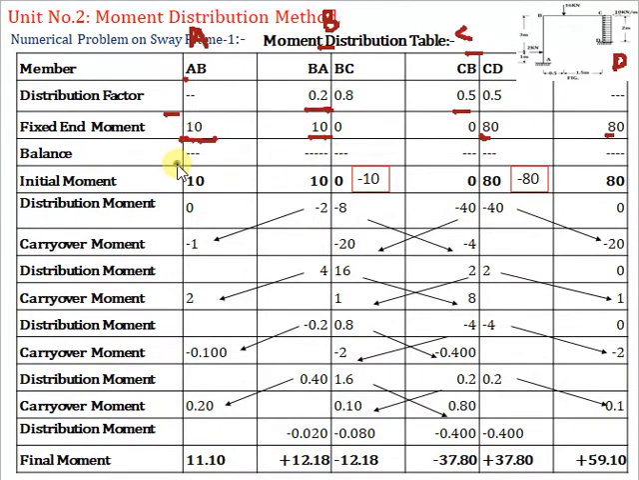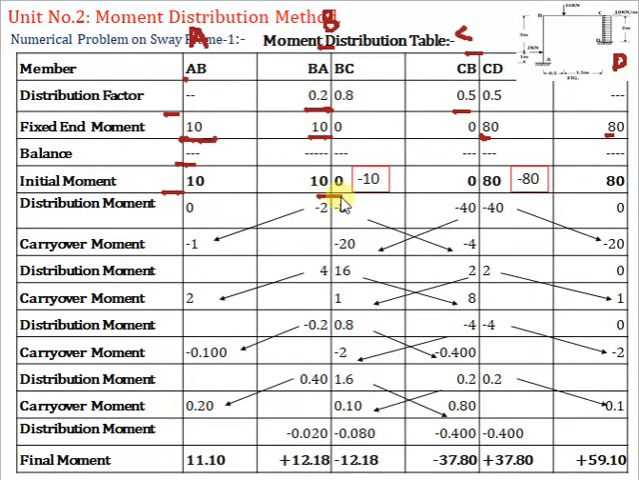Then balancing. Now there is a fixed end at both ends A and D. The column is fixed, so there is no need for balancing. Then the next is the initial moment. Whatever the fixed end moment is, the balance moment is 0, so the same will be the initial moment. After that we have to look toward the internal joint.